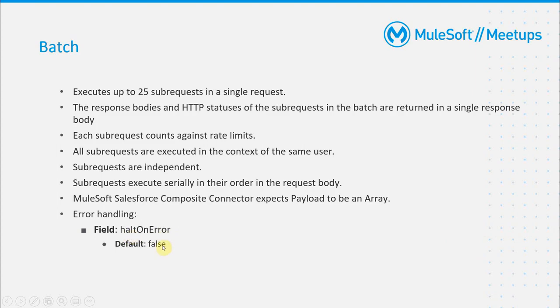If you say halt on error is true, right? What happens is if the fifth sub request fails, it will halt. It will stop on that particular sub request, and it will not go on to the sixth sub request or subsequent sub requests. Why? Because your batch composite resource executes sequentially and in synchronous fashion. So it will not go to the next request, and it will fail there itself.